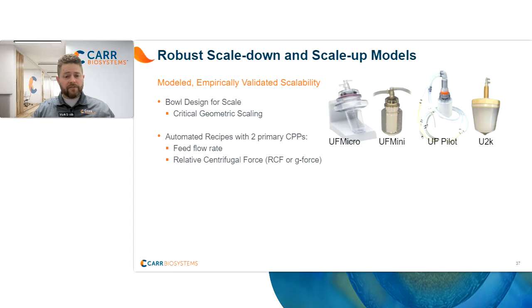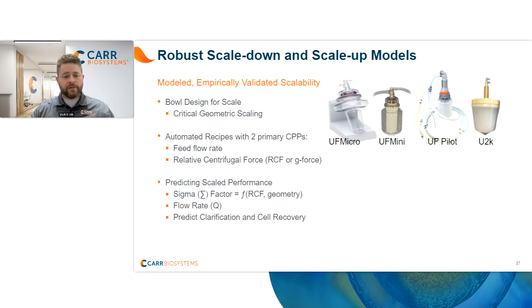One of the other benefits we have in terms of having robust scale-up is that we have very few critical process parameters to tune. It really boils down to two key parameters: your feed flow rate and your relative centrifugal force, RCF, or what often is called the G-force. And taking those two things, we can simplify our predicted scaling using what's called a sigma factor.